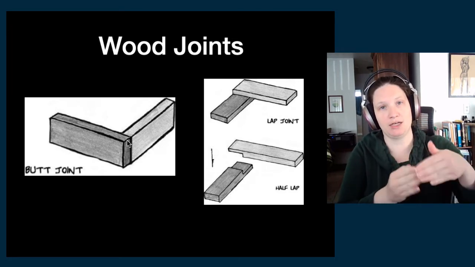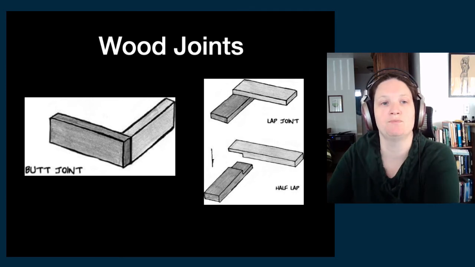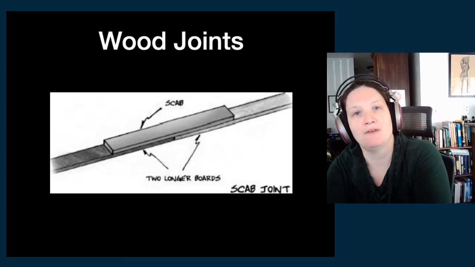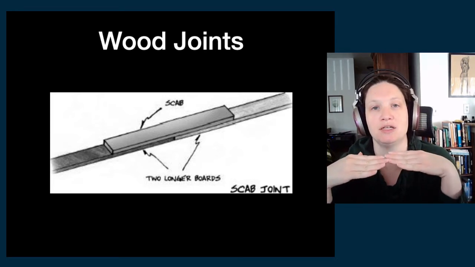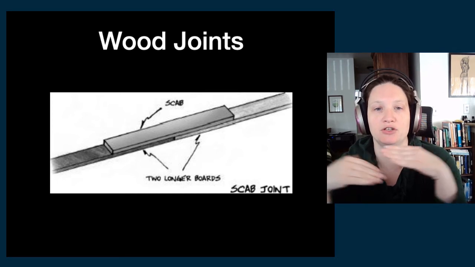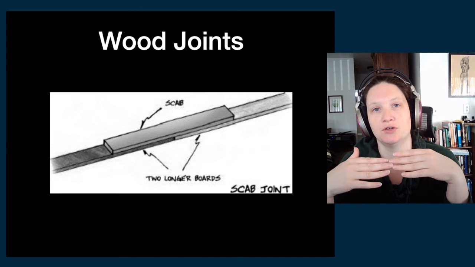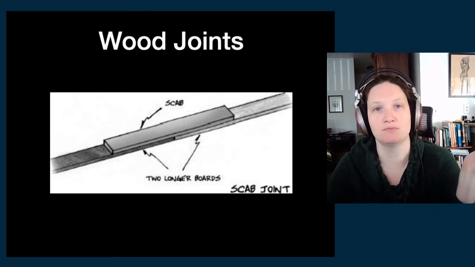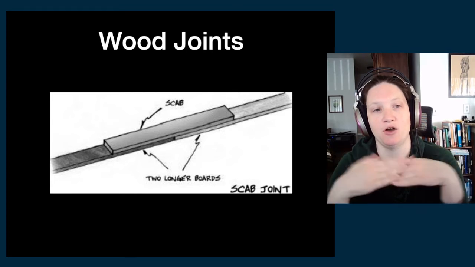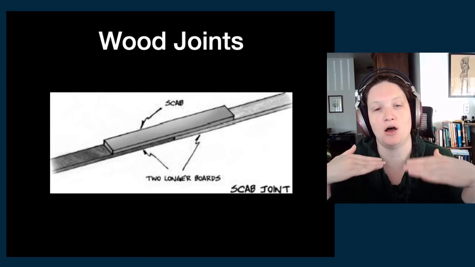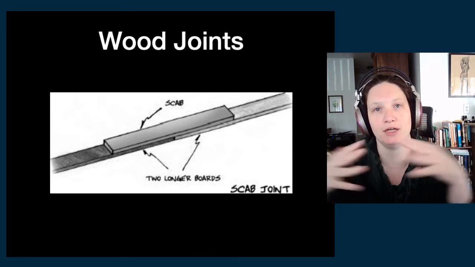Where the two pieces of wood connect to each other in this way and then are attached with some sort of fastener as well as glue. The other one that you may find is a scab covering two longer pieces of wood. This allows you to extend wood, right? So the wood from the lumberyard only comes so long, and if you need a longer piece, you would scab over that joint by overlapping it on both sides with that scab covering, okay?